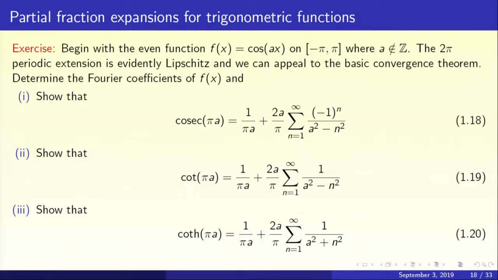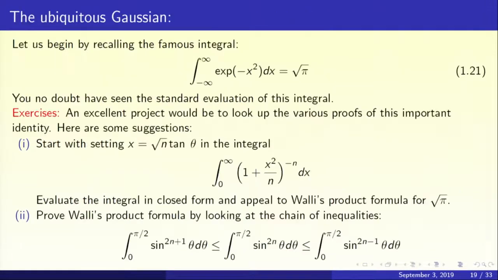Finally, if you replace a by ia in 1.19, you get equality 1.20, namely the partial fractions expansion for hyperbolic cotangent. Cot pi a equals 1 upon pi a plus 2a by pi summation n from 1 to infinity 1 upon a squared plus n squared. These are easy exercises and I am leaving it to you to work it out using the basic convergence theorem. Now we go to the next important item.